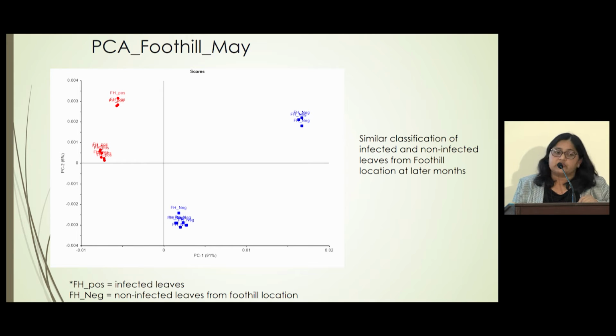For those samples collected in May from Foothill locations, we extracted the water-soluble polymer, ran the FTIR, and did the principal component analysis. Here we can see that these features collected using FTIR spectra can classify the infected and non-infected samples at very early stages of the vines, that is May.